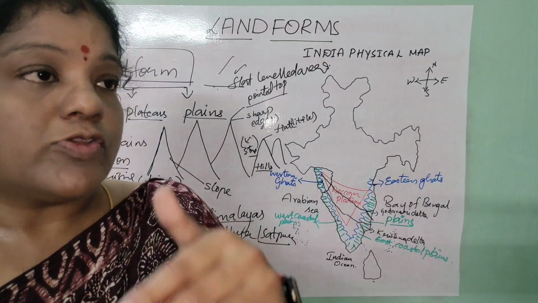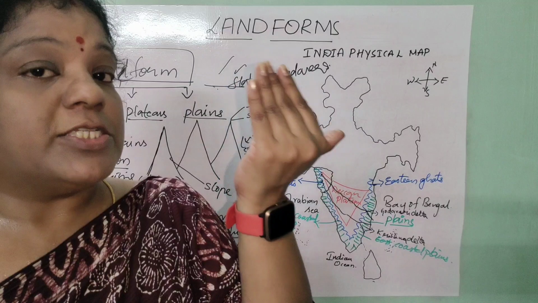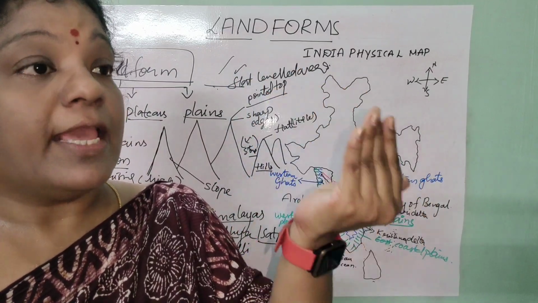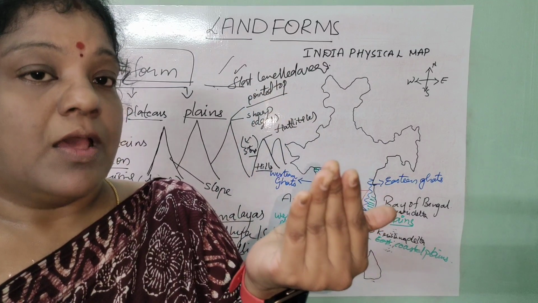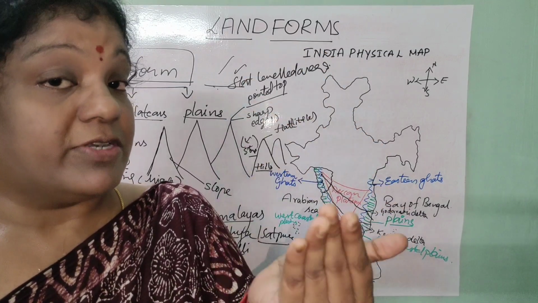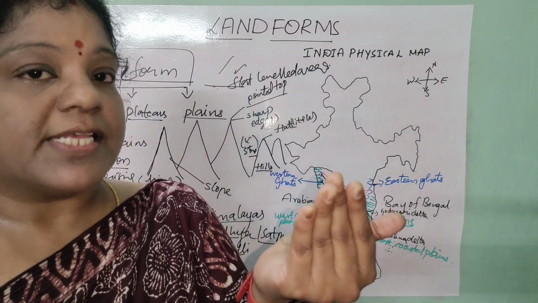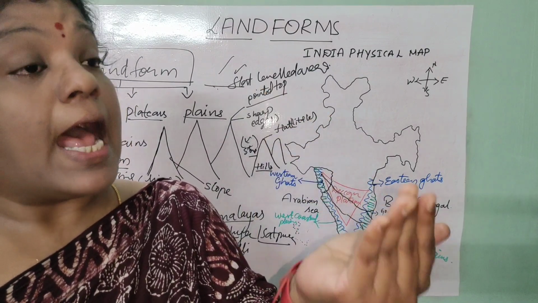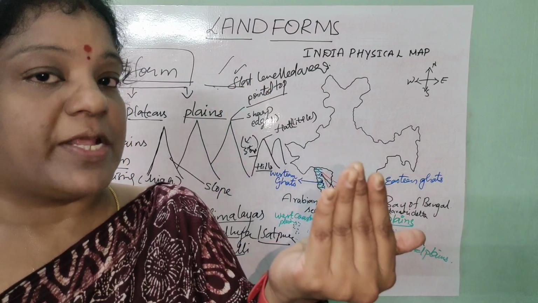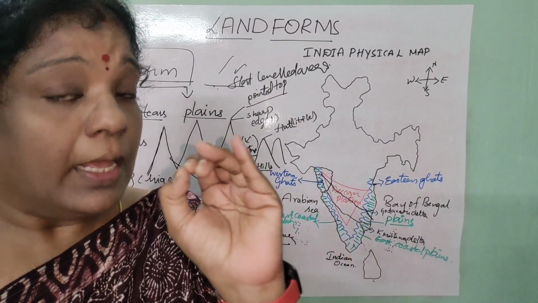Are you clear? So we can take here Punjab as the plain example, where the river Indus with its tributaries. That's why Punjab is called the land of 5 rivers. Okay, Punjab plains and Gangetic plains and plains in Andhra Pradesh, east coastal plains and west coastal plains. These are the examples of the plains.